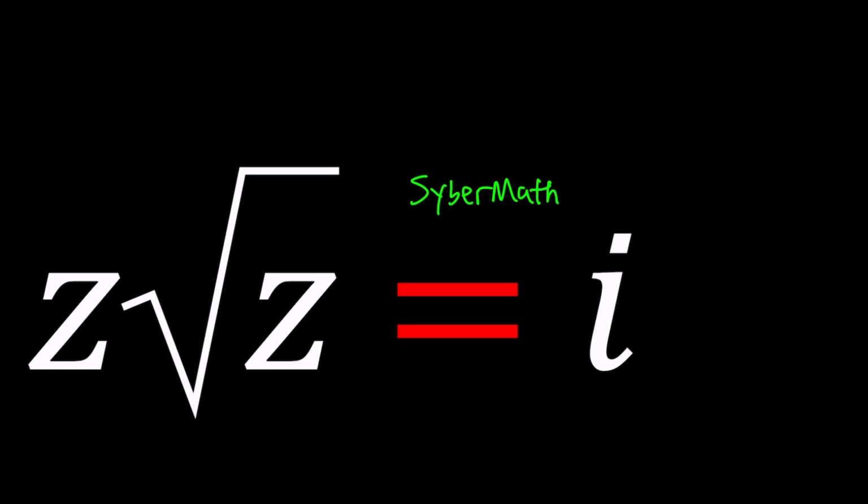All right, so let's go ahead and take a look at this problem here. We have z times the square root of z equals i, and we're going to be solving for z. Now, z is a complex number. What is a complex number? We can write a complex number as a plus bi, which is also the name of this channel, by the way. a and b are real numbers, and i is the square root of -1.